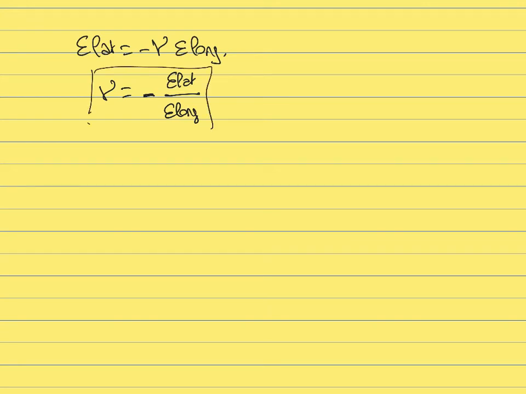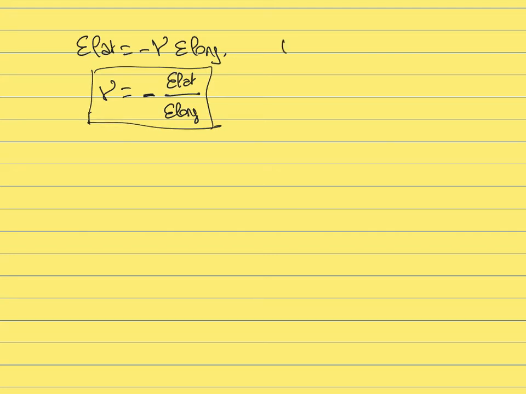So another way to rewrite this expression is that, since the lateral normal strain is equal to minus the Poisson's ratio times the longitudinal strain, you can rewrite this to say that the Poisson's ratio is equal to minus the ratio of the lateral strain divided by the longitudinal strain, which is another way to define the Poisson's ratio, fully equivalent to the equation on the top.